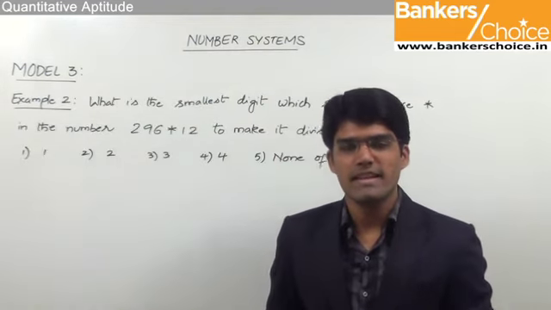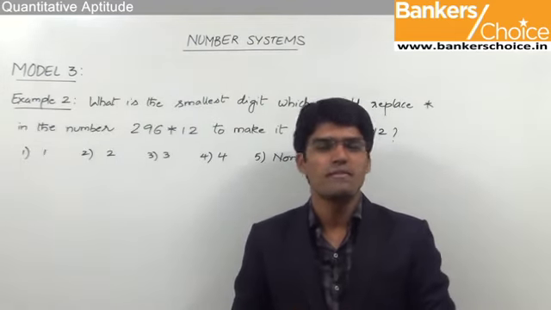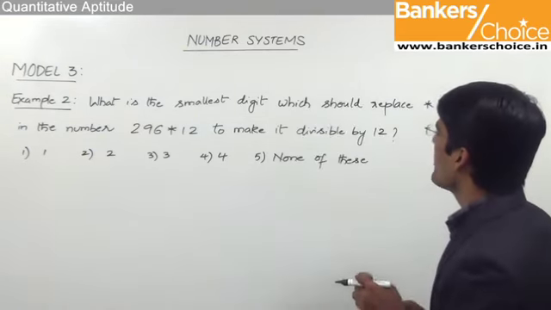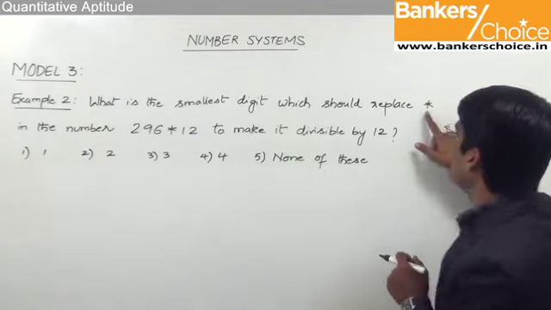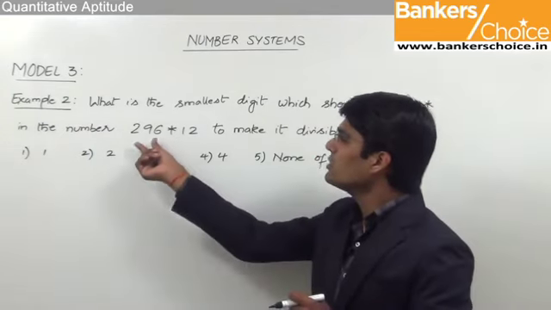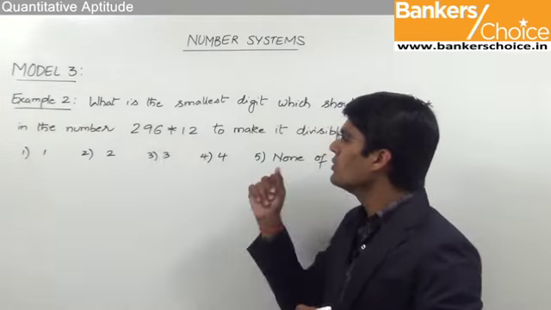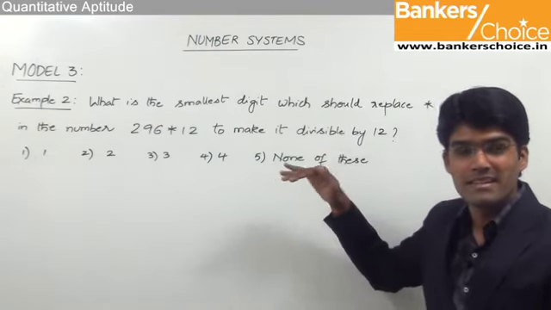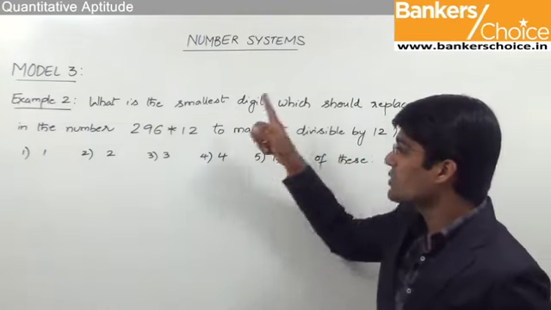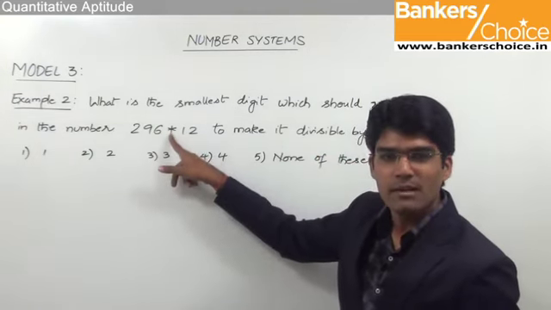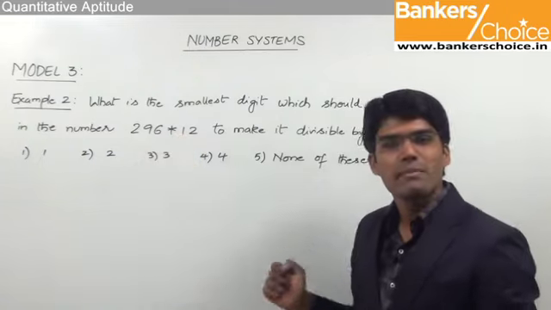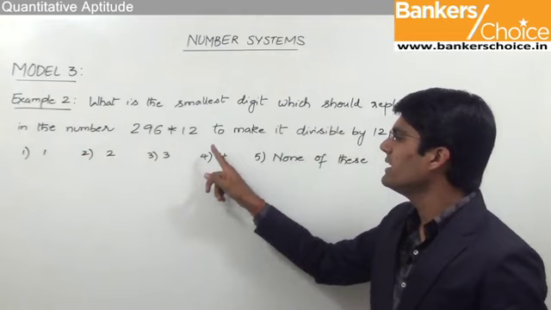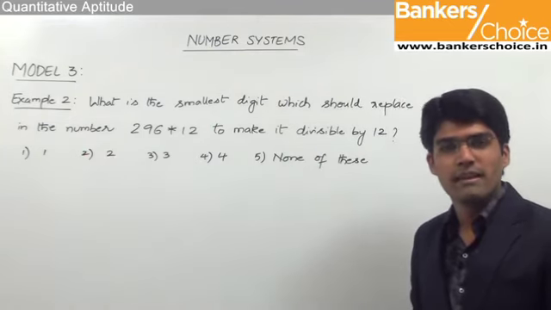Let us now take one more example which is based on the rules of divisibility that we have learned. The question here is, what is the smallest digit which should replace the star in the number 296 star 12 to make it divisible by 12? So that's an interesting question. We need to find out what should come in place of star in the given number such that this number becomes divisible by 12. And the options are 1, 2, 3, 4, and the fifth option is none of these.